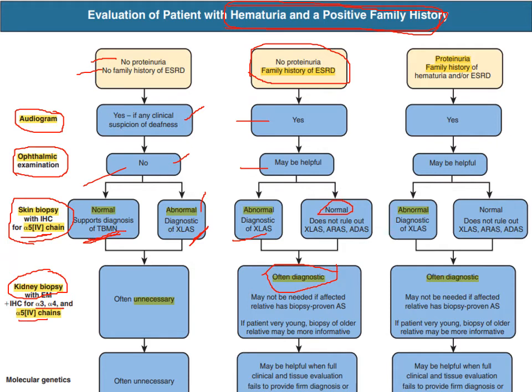In X-linked, alpha 3, alpha 4, and alpha 5 are absent in all areas of the kidney: the glomeruli, Bowman's, and distal renal tubules. In autosomal recessive, they are all absent in the glomeruli, but alpha 5 will be positive, and it is a differentiating point. The alpha 5 will be present in the Bowman's capsule and renal tubules.